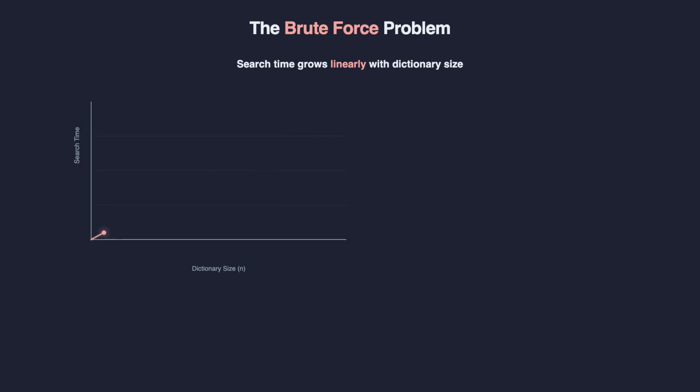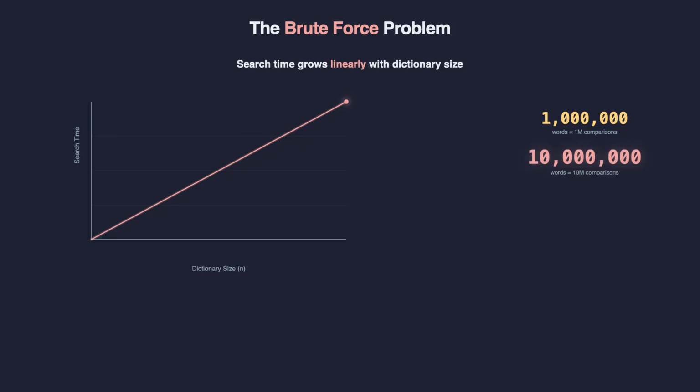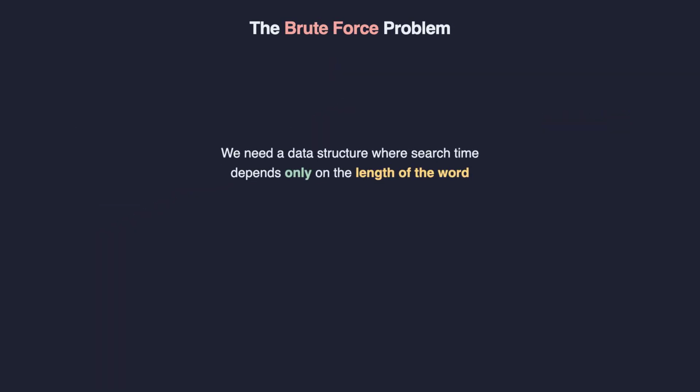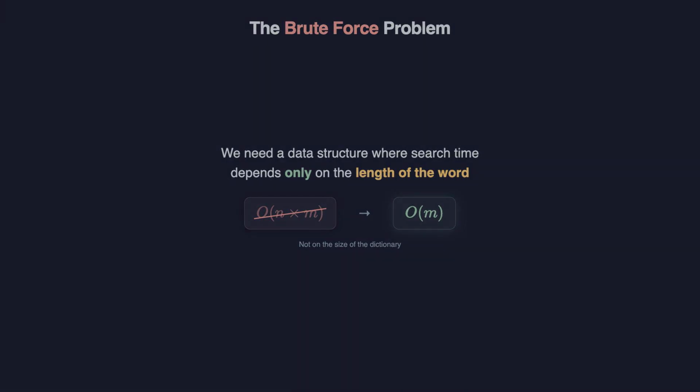As the dictionary grows, search time grows linearly with it. 1,000,000 words means 1,000,000 comparisons. 10 million means 10 million comparisons. We need a data structure where the search time depends only on the length of the word we're looking for, not on the size of the dictionary.